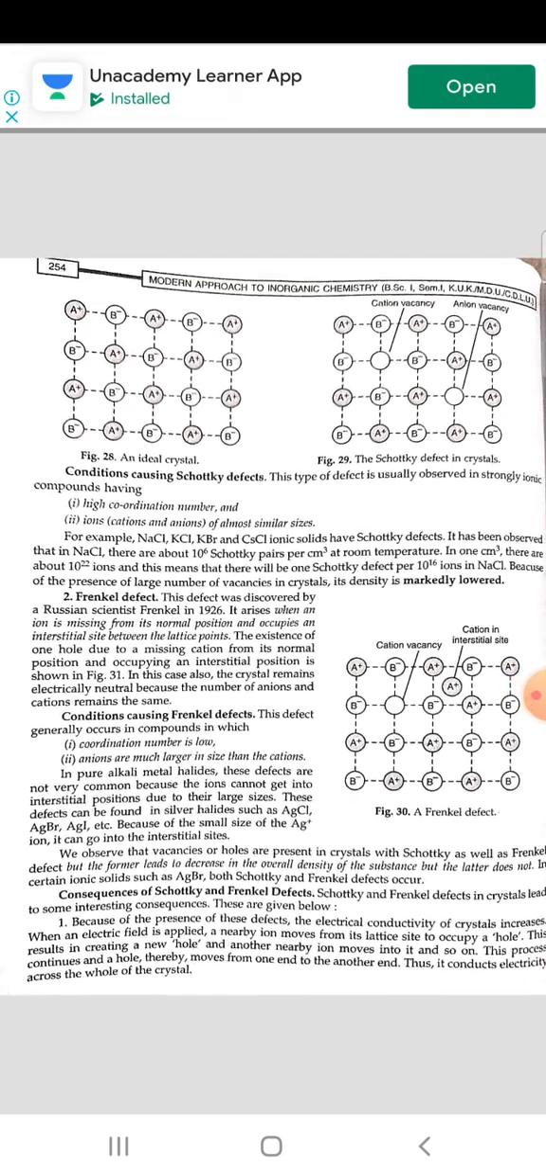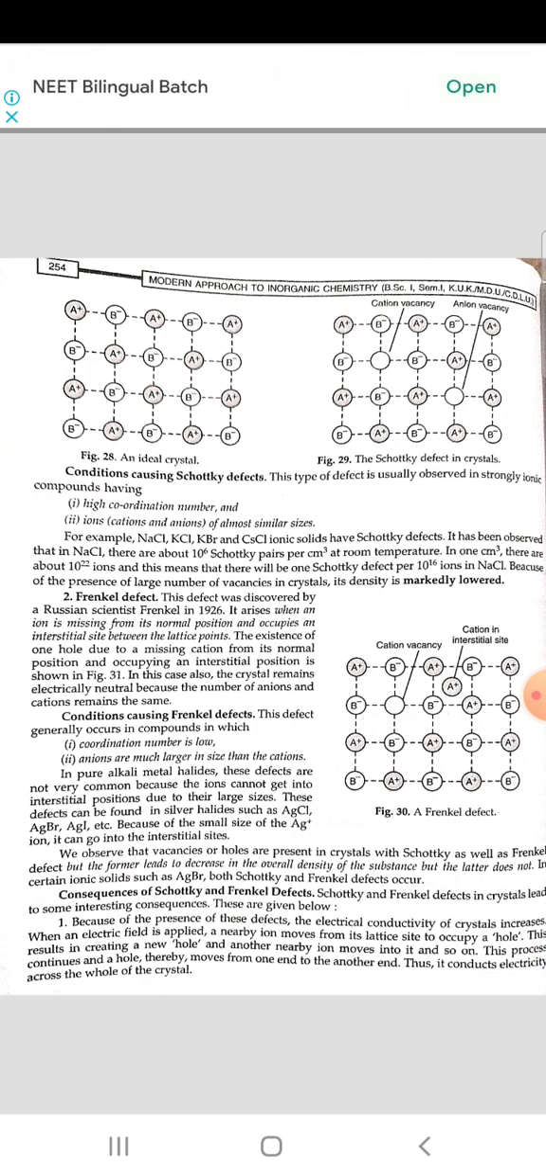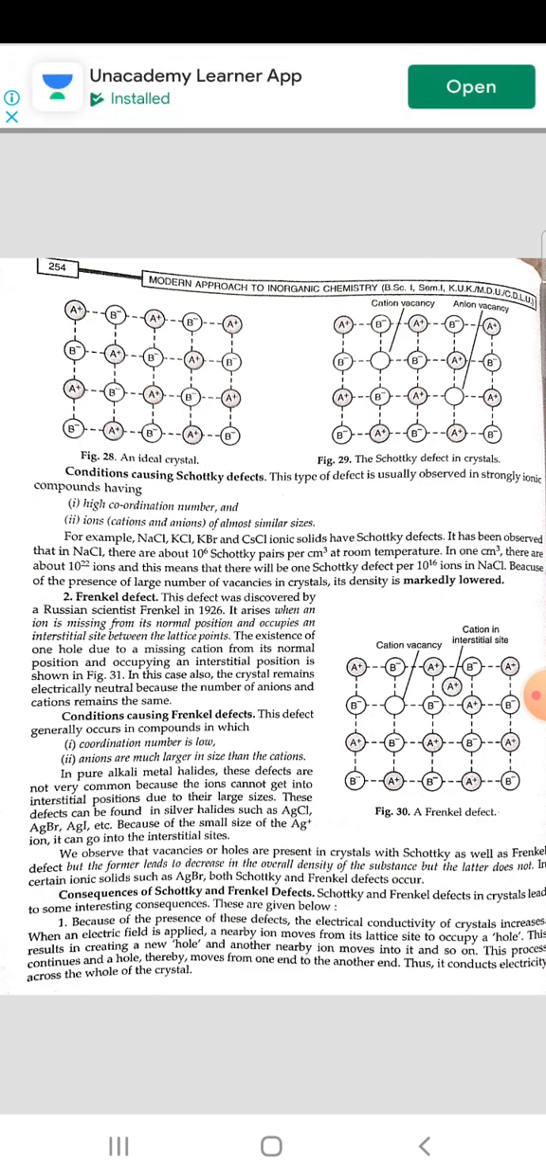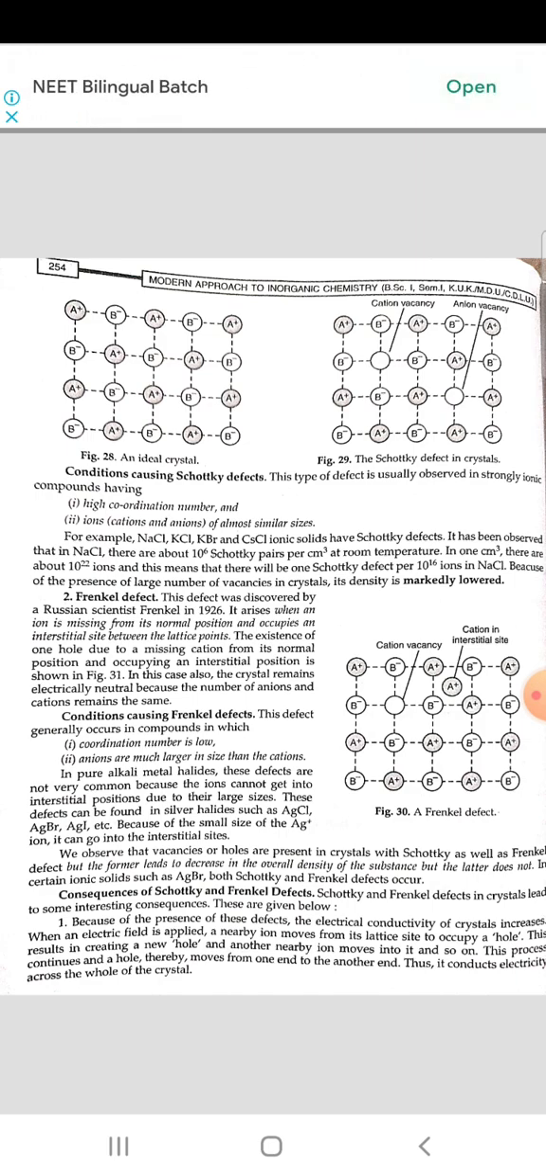We observe that vacancies or holes are present in the crystals with Schottky as well as Frenkel defect, but the former leads to a decrease in the overall density of the substance, but the latter does not. In certain ionic solids such as AgBr, both Schottky and Frenkel defects occur. Consequences of the Schottky and Frenkel defects. Schottky and Frenkel defects in crystals lead to some interesting consequences.